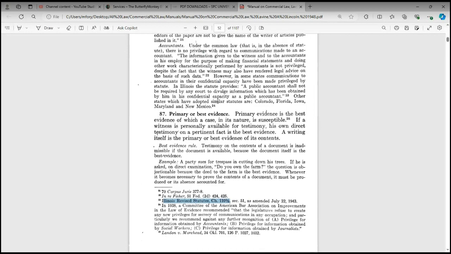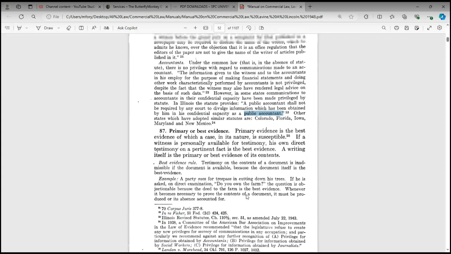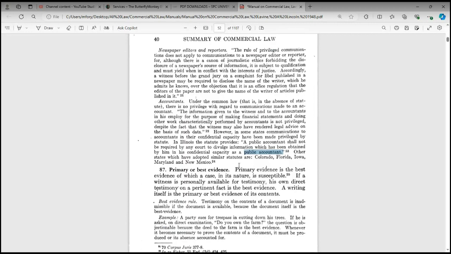Other states which have adopted similar statutes are Colorado, Florida, Iowa, Maryland. And here's the thing too: it has to be only by statute that they give the privilege, right, to not divulge that information because of the nature of what a public accountant is. I swear, it all revolves around corporate capacity. If they're telling you that you cannot withhold this information, that's because the thing that you're doing or the person that you're acting in, right, is a corporate construct in some way.